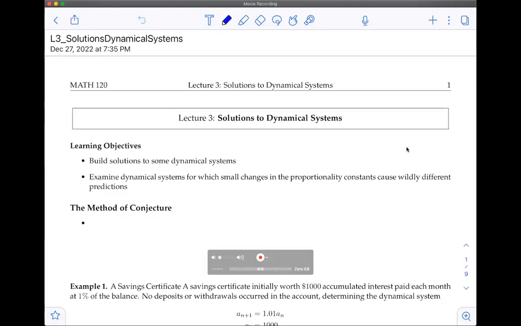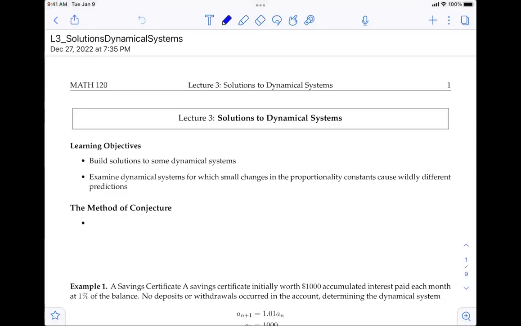Hello everyone, this is lecture 3, Solutions to Dynamical Systems. In the last two lectures, we dealt with difference equations. We approximated the solution of some systems using difference equations.